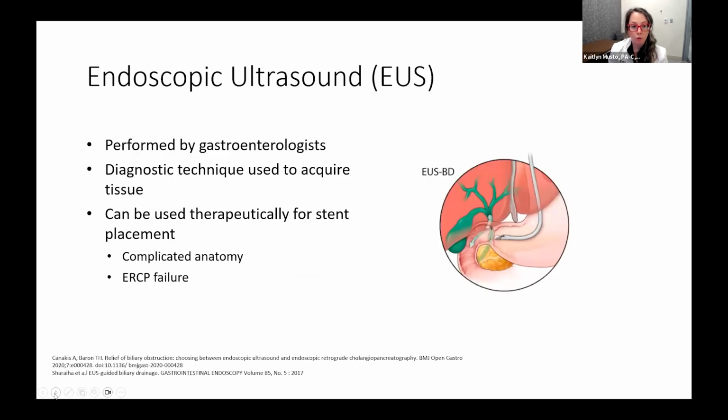So endoscopic ultrasound, as I said, is more of a diagnostic technique. This is performed by gastroenterologists. They use an endoscope that goes down your throat to insert a catheter, which can be used therapeutically for stent placement, particularly in a patient who's maybe had a surgery, so they have complicated anatomy, or if an ERCP was attempted but unable to be completed for some reason.